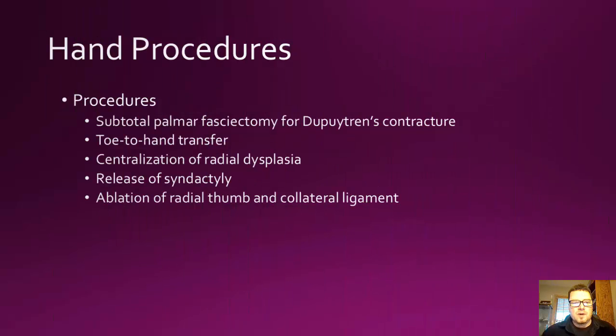Some of the procedures for hands: subtotal palmar fasciectomy for Dupuytren's contracture. Toe to hand transfer we went over in class quite a bit. Centralization of radial dysplasia, that's for club hand. We'll talk about that a little more. Release of syndactyly. Syndactyly is webbed fingers or toes. We'll talk about that a little bit more later. And ablation of a radial thumb and collateral ligament.